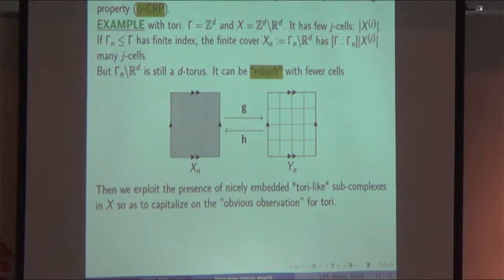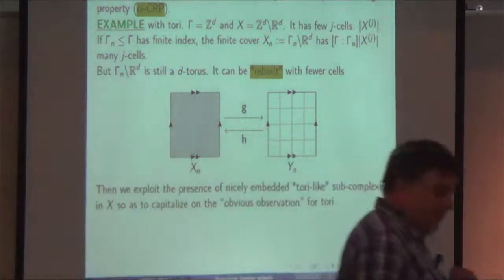Reconstructing the space using fewer cells. And then we will exploit the presence of nicely embedded tori-like subcomplexes in the space X we had, in order to use that observation.